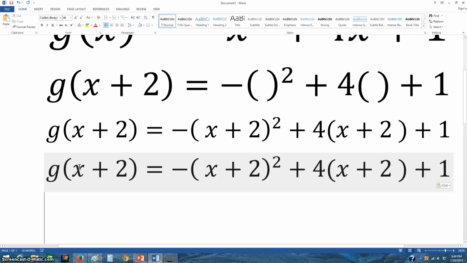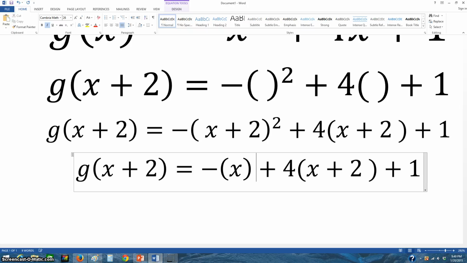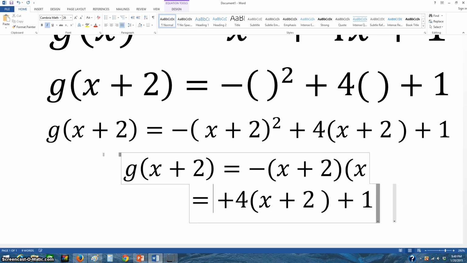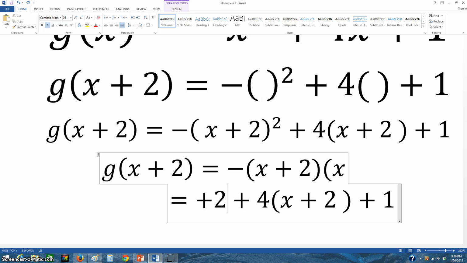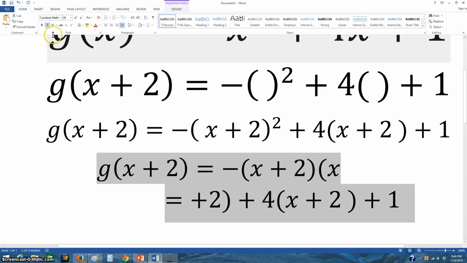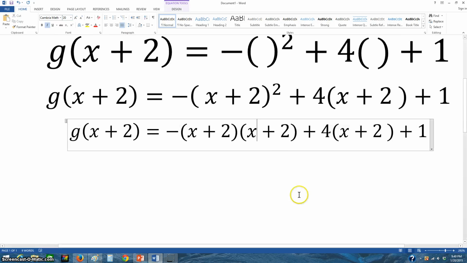It is the same thing as saying negative x plus 2, let's see, x plus 2 times x plus 2. That's the same thing as saying squared, right? All right, so x plus 2 plus 4 times x plus 2 plus 1. That's perfect. Okay, let me make it into one line, see if I can, there we go. And let me fix that. All right, so here we go.